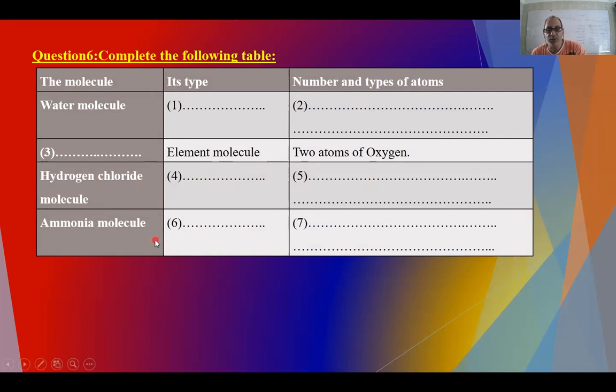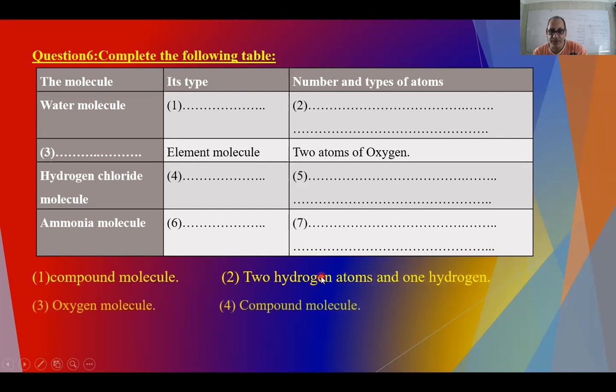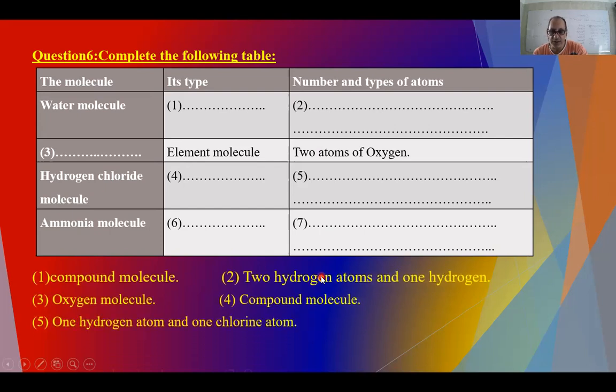The ammonia, we mentioned it before. The ammonia consists of N and 3H. It means 2 different types of elements. You have a compound molecule type consisting of 1 nitrogen and 3 hydrogen. And this is the answer for the last question of today's revision.